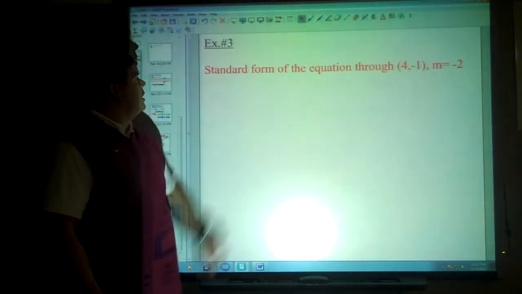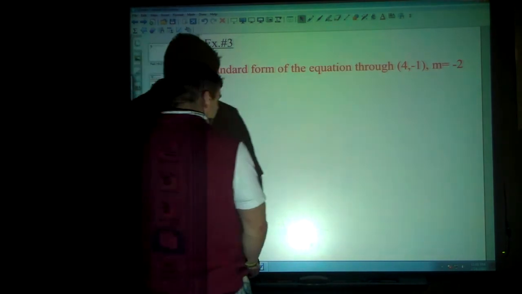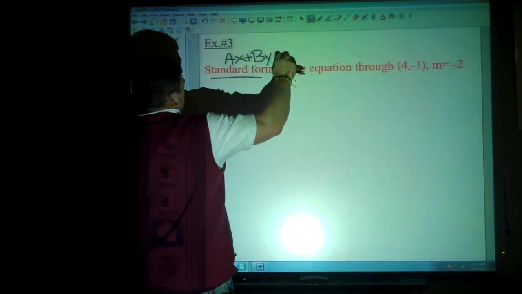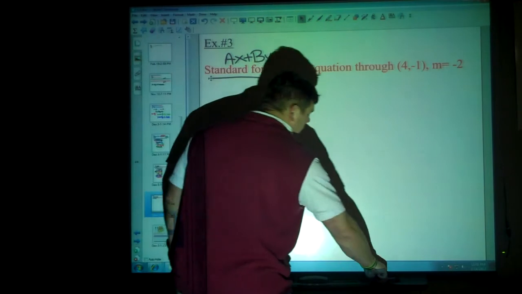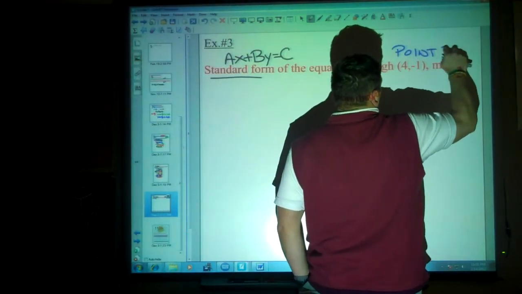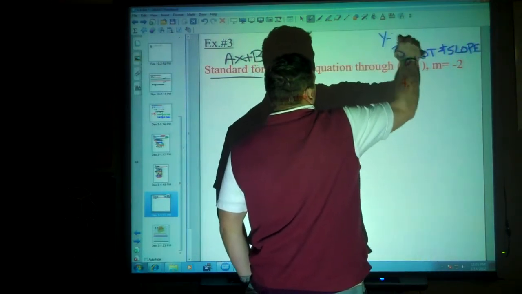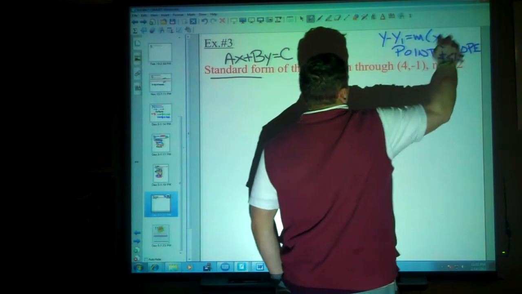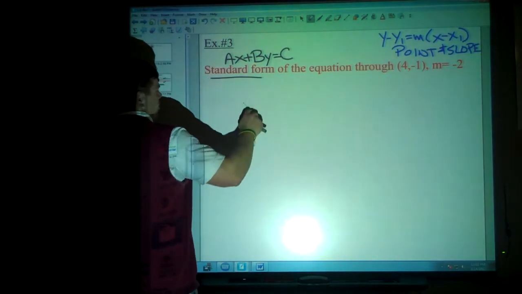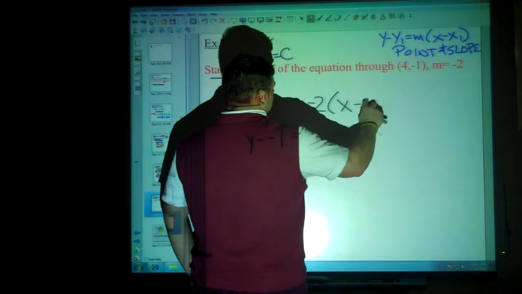Alright, one last example. The standard form of the equation that goes through 4, negative 1, and has a slope of negative 2. Once again, we know that standard form is ax plus by equals c. And we know we're given a point. And we know we're given the slope. So point-slope form, y minus y sub 1 equals m times x minus x sub 1, is your best place to start. So we'll say y minus negative 1 equals negative 2 times x minus 4.